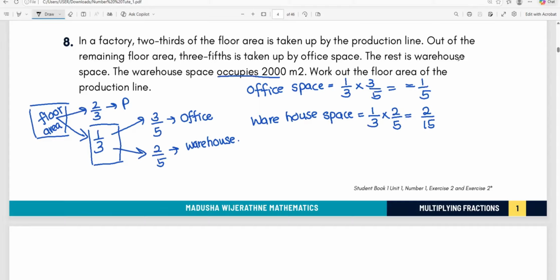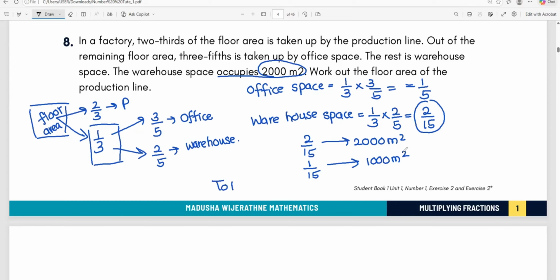The warehouse space occupies 2000 square meters. This is warehouse space, no? 2/15 means 2000 square meters. Then we'll find what is 1/15. This is 2 parts, no? 2 parts from the total floor area is 2000. 1 part is 1000. Then total floor area is 15 parts like that. 15 times 1000, 15,000 square meters. This is not the thing they ask.